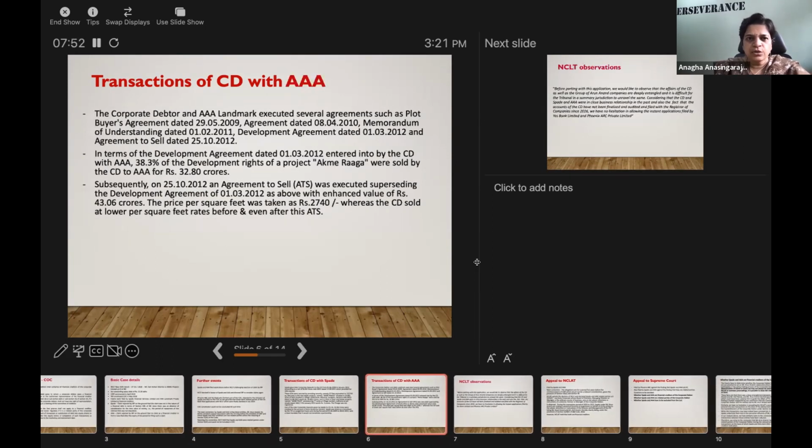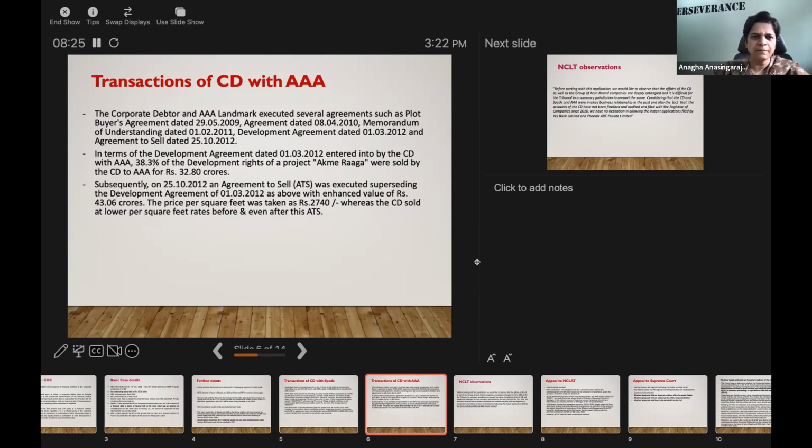Now the transactions of the corporate debtor with AAA. The corporate debtor and AAA Landmark also executed several agreements, plot buyer agreements and development agreements, ranging in the period of 2009 to 2012. There were certain development agreements also which were entered into between the two parties. And in terms of the development agreement of 2012, entered into by the CD with AAA, 38% of the development rights in one particular project were sold by the CD to AAA for a certain amount.